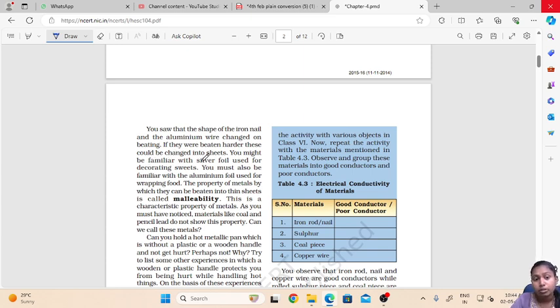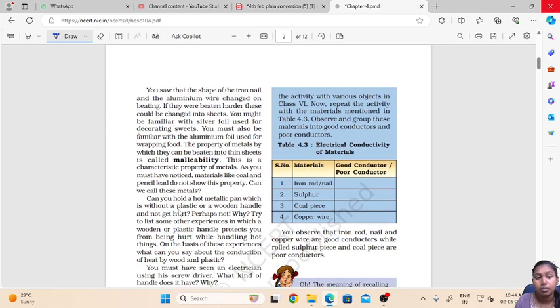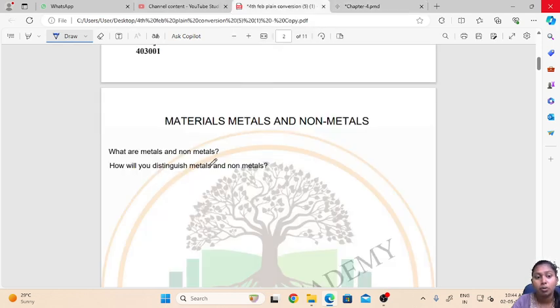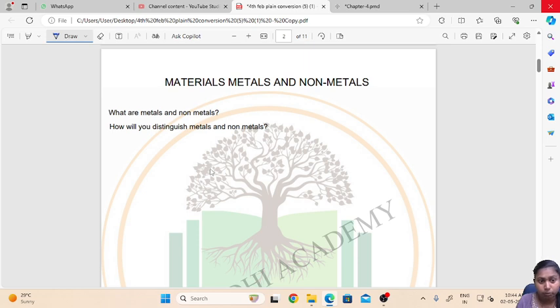The property due to which they can be turned into thin sheets is known as malleability. The property of metals by which they can be beaten into thin sheets is called malleability, and malleability is one of the physical properties of metals. So we have started with the physical properties of metals and non-metals. Among the physical properties, the first one we have seen is malleability.